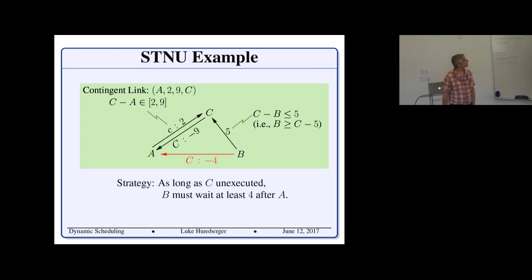So here we go back to this example, and we'll see where this red arrow comes from. But the way this red arrow is interpreted is that as long as C is unexecuted, B must wait at least 4 units after A. So it's a kind of conditional constraint. I hesitate to use the word conditional because that has a different meaning in conditional temporal networks. But it's a kind of conditional constraint. The idea is that as long as that condition, C unexecuted, holds, then that constraint has to be satisfied. B has to be at least 4 after A. But if C executes early, then it's no longer unexecuted. That constraint disappears.